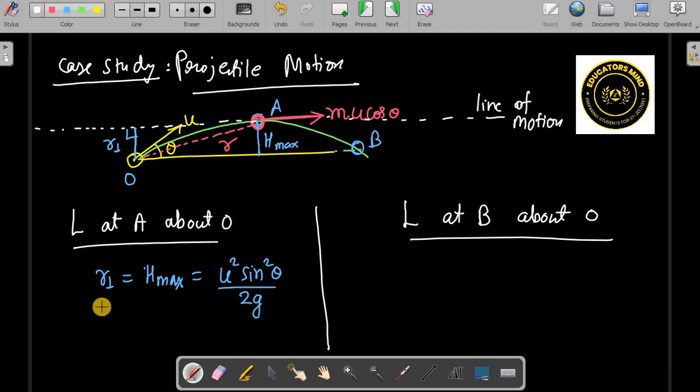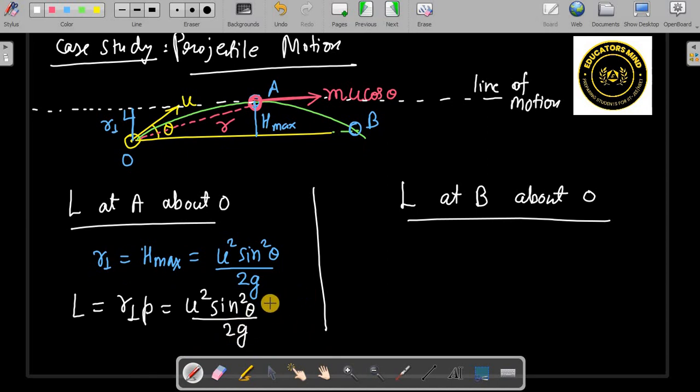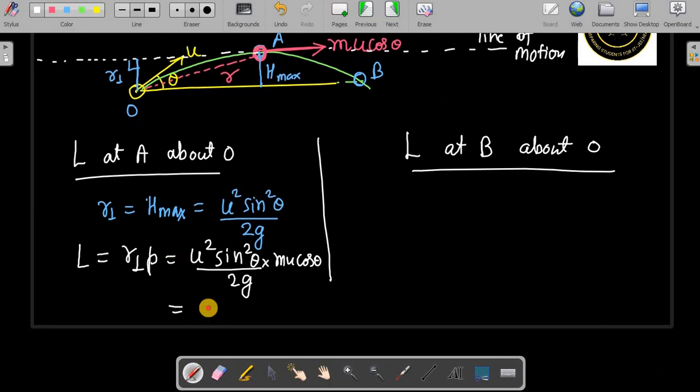Okay, and now you want to calculate the angular momentum here. That is R perpendicular into P, you can do. R perpendicular is u square sine square theta by 2g, and P is nothing but m u cos theta. So you can simplify, you can get the answer, right? You simplify this: m u cube sine square theta and cos theta divided by 2g. Correct. This is the angular momentum.